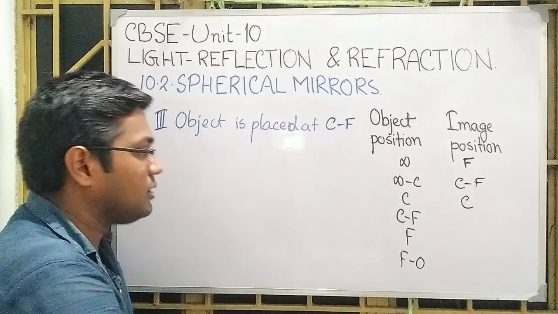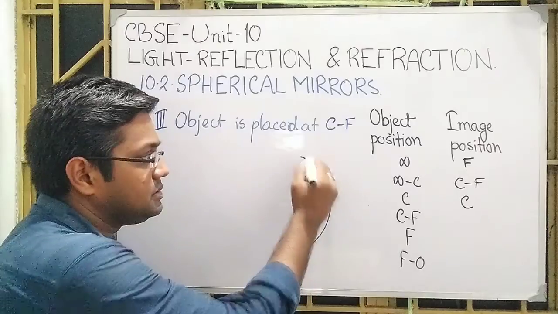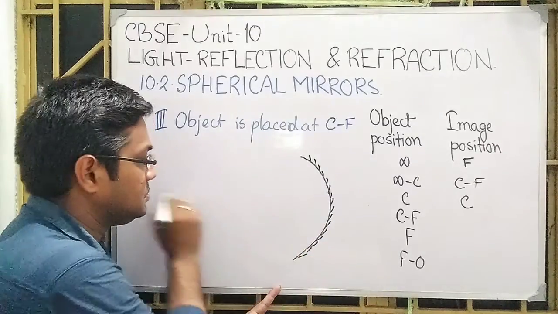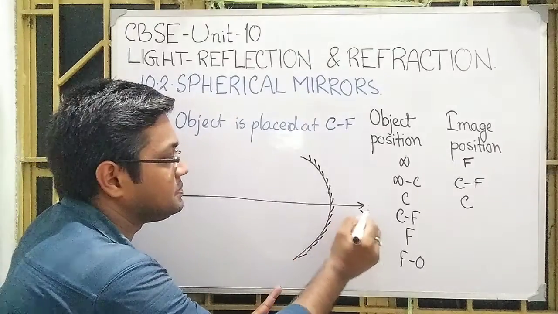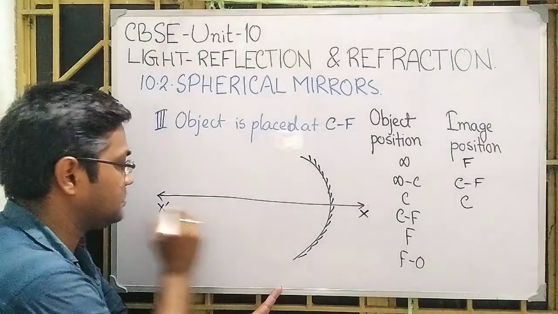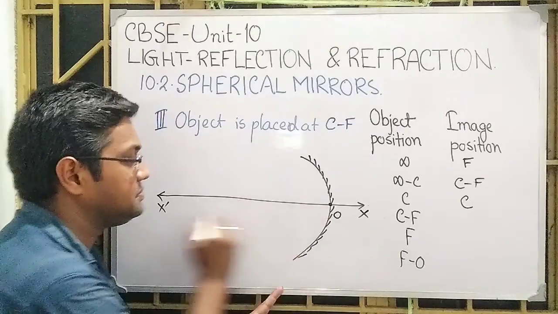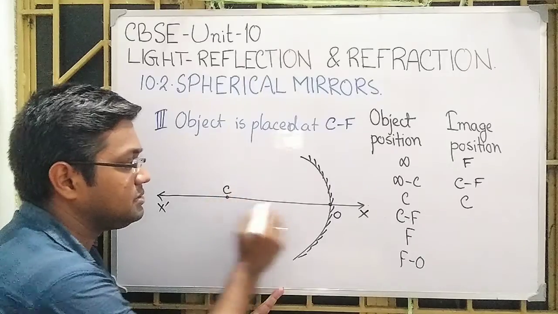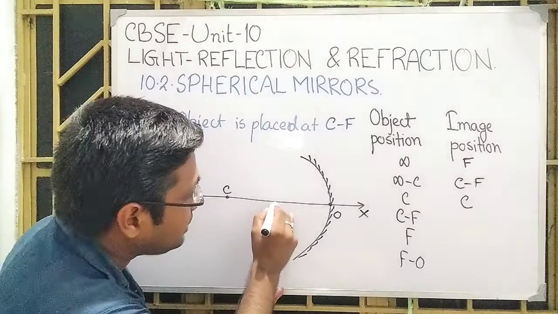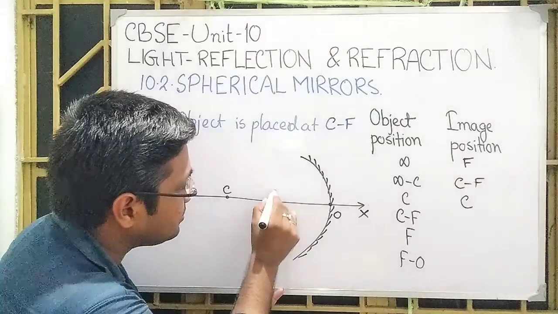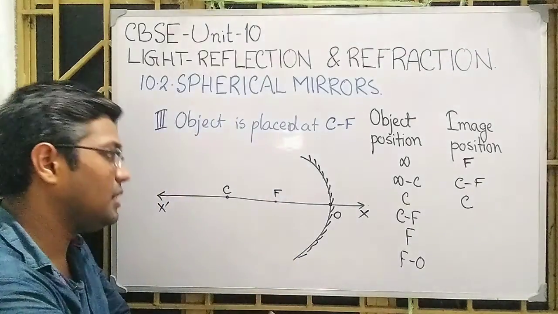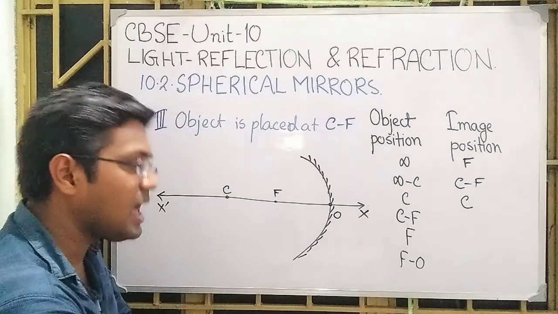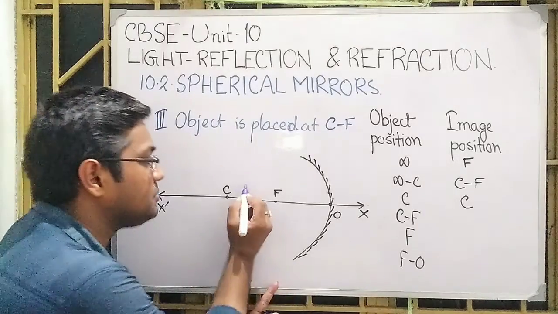So, concave mirror, principal axis, pole of the mirror, center of curvature of the mirror, in between O and C, somewhere here it is the focus. Now the object is placed in between the center of curvature, that is the C, and the focus. So the object is placed somewhere here.